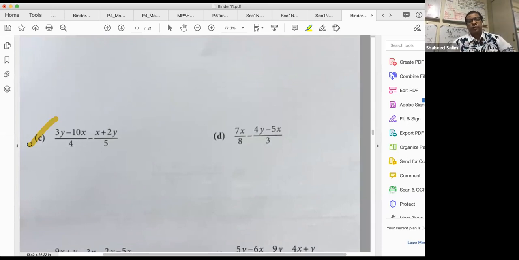C first. Again, they want you to express as a single fraction. As a single fraction. For me, I use the bracket. It saved me from a lot of mistakes. But I leave it to you.